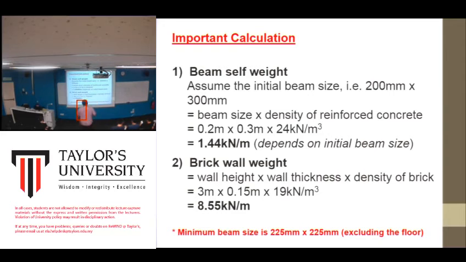Okay, which means that you calculate 0.2 meter. Of course you need to convert into meter. 0.2 times 0.3 times 24 kilonewton per meter cube. So the density of the material you can get it from UPBL.